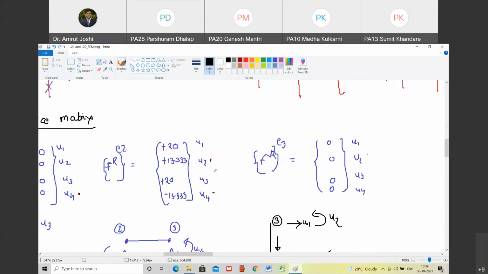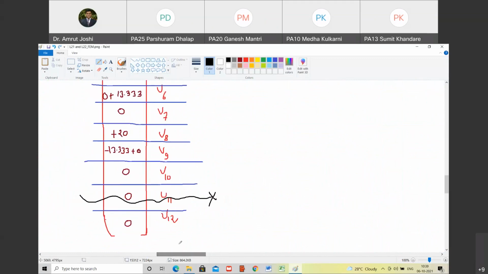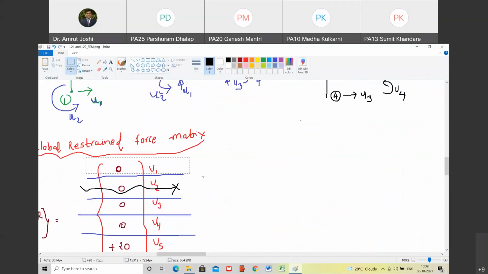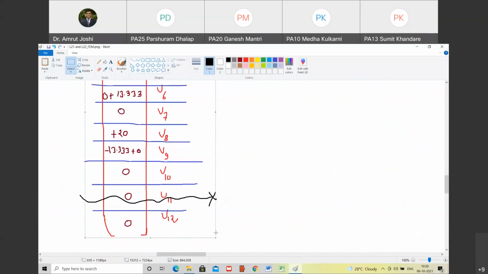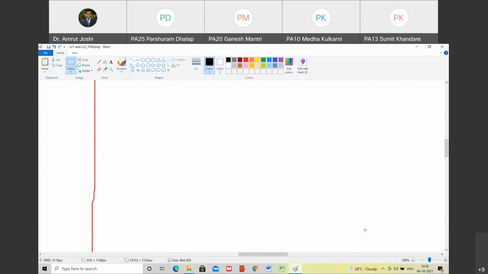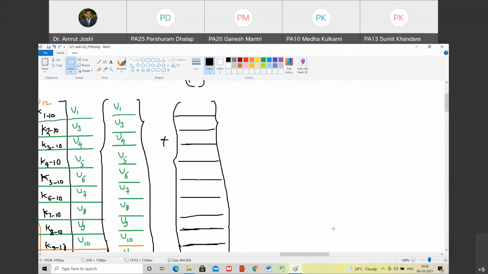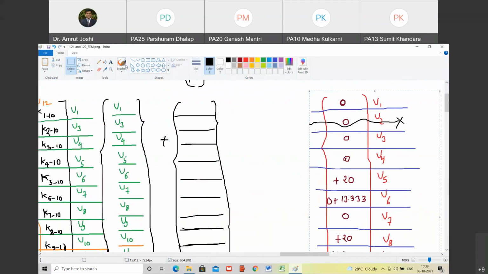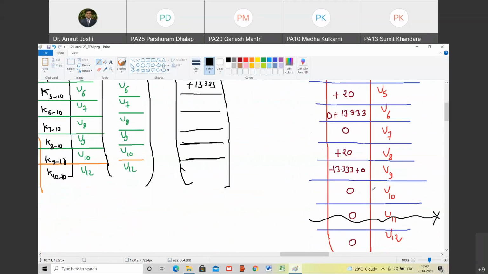Yes, sir. Let us bring the FR matrix here. Where is FR? This is the original one. But इसमें से दो elements हमें गायब करना है. Are you with me? So let me put that matrix here for reference. But while writing, I will take care that U2 will not be there. U1 के corresponding element 0, U3 के corresponding element 0, then U4, then U5 के corresponding element plus 20, then plus 13.33. Happy? Are you with me? Yes, sir.